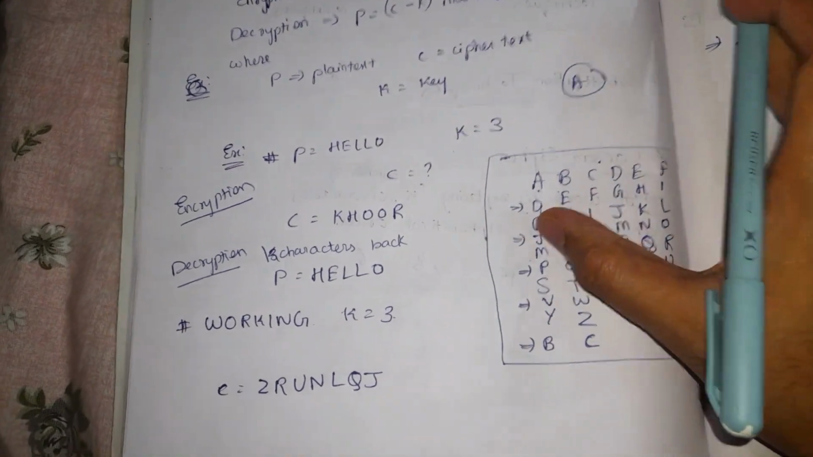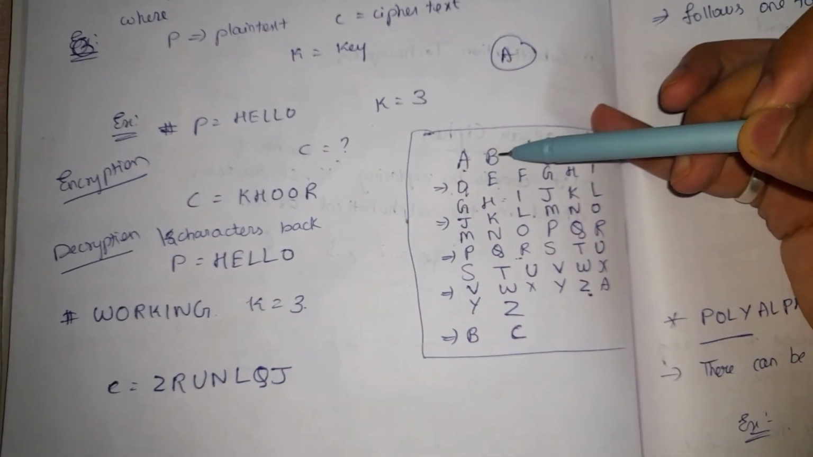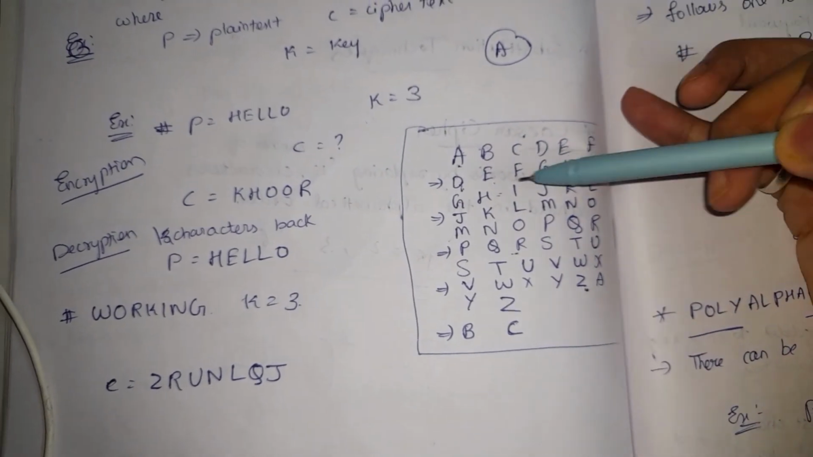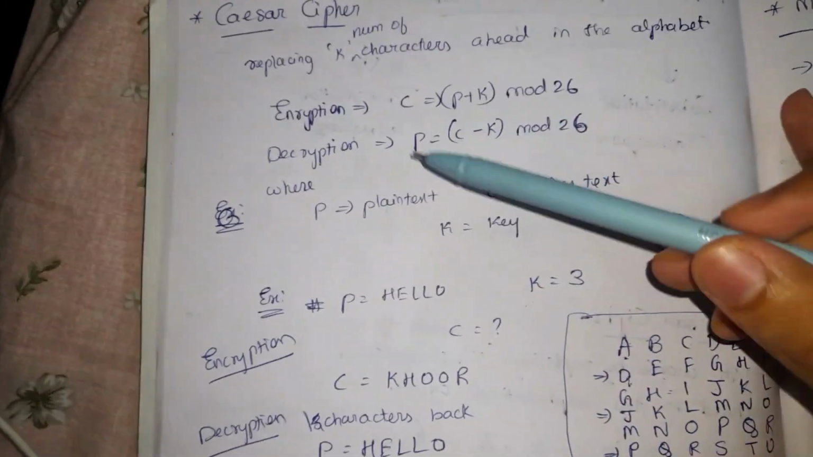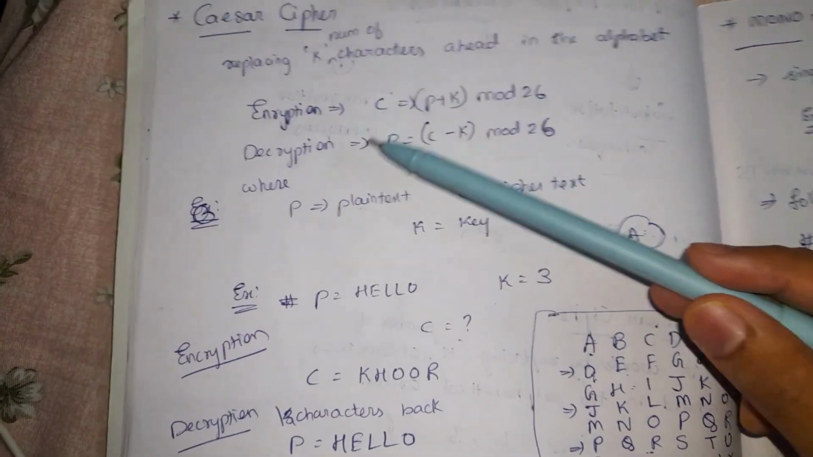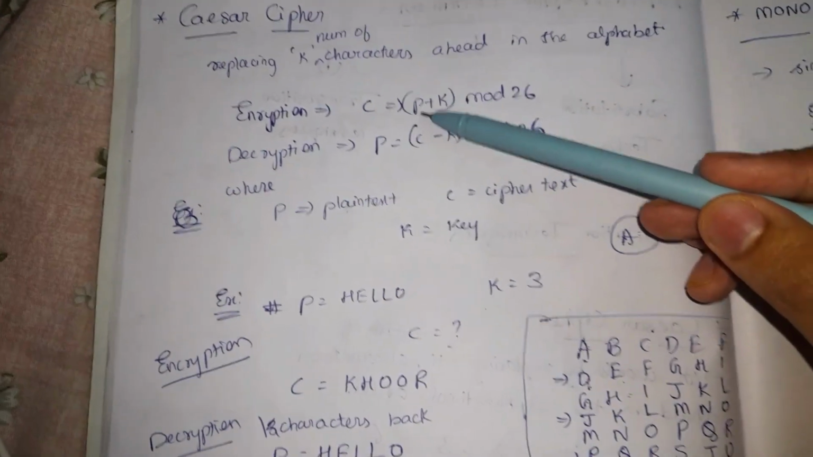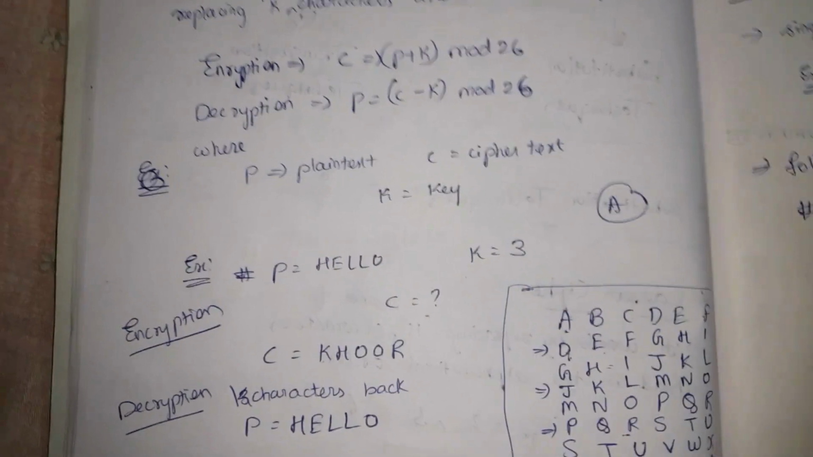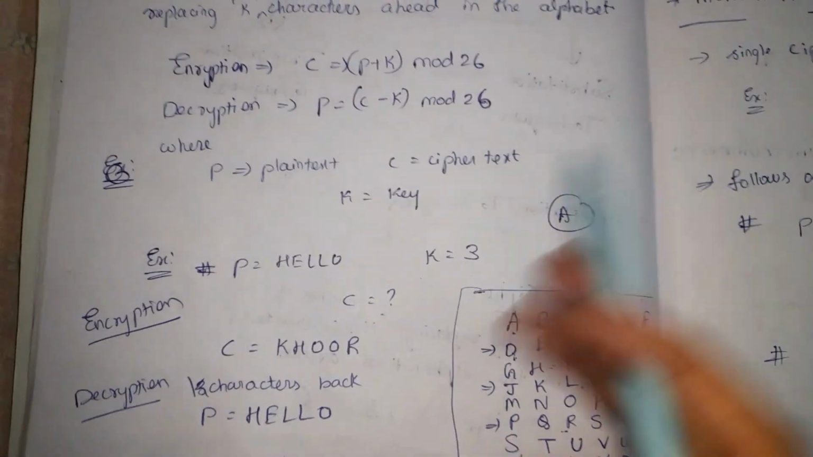Same goes for every other alphabet. I have written down the sequence. I have replaced A with D, B with E, starting from B the third character, C, D and E. Starting from C, third character D, E, F, like this. Now this is the equation for encryption and decryption: C = P + K. P is for plain text, K is the number of characters. As I said, K is equal to 3, so 3 characters ahead or 3 characters back.